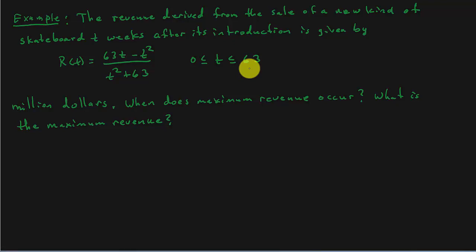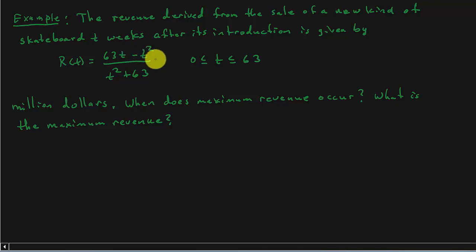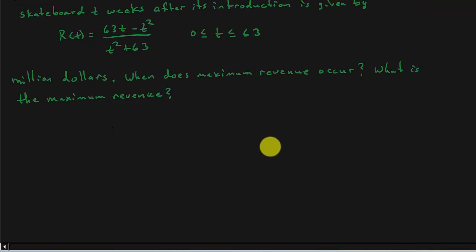So when does the maximum revenue occur? Well, that's when we have a maximum for t. And what is the maximum revenue? Whenever we find that t value, we plug it back in, and that'll give us our answer. So let's go ahead. We need to find the first derivative, so we've got to do the quotient rule.